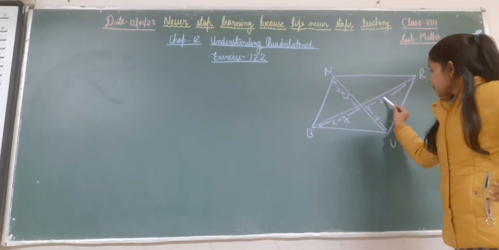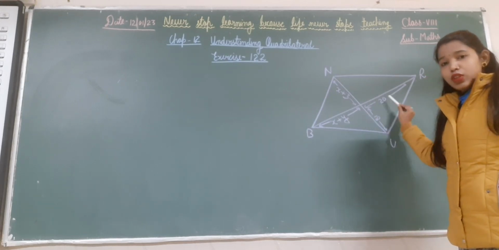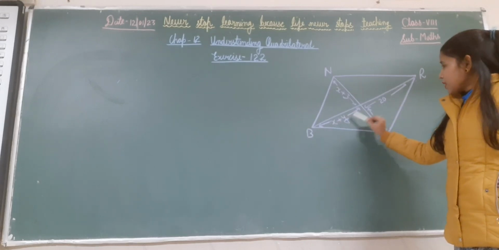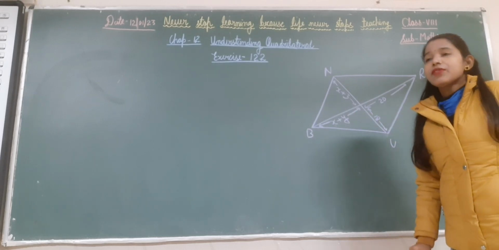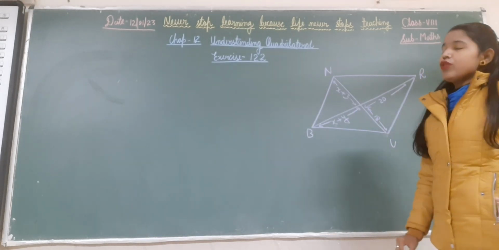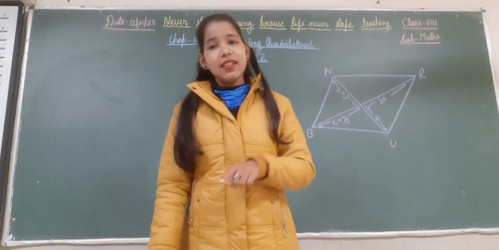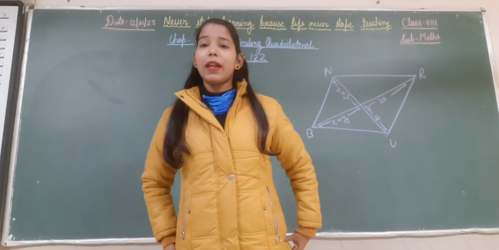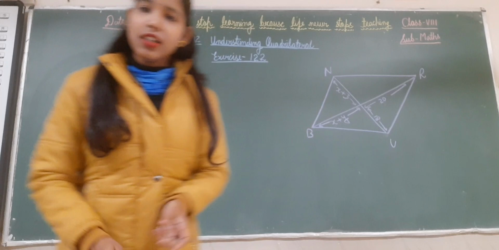Now, x plus y is equal to 20. The value of x is 15, so 15 plus y is equal to 20. That means the value of y should be 5, right? So we have found the values of x and y, where the lengths are in centimeters. It's very easy if you know the properties of the parallelogram; you can do any question very easily. So let's start the solution.